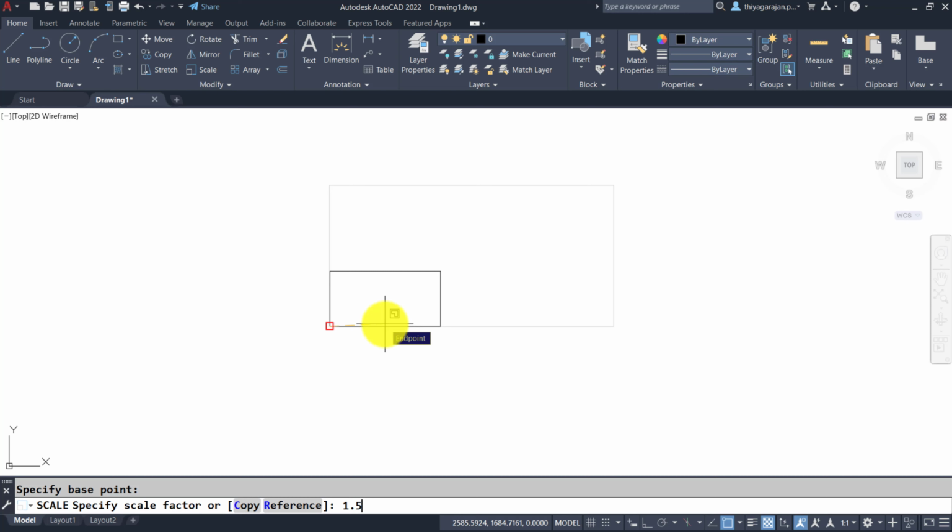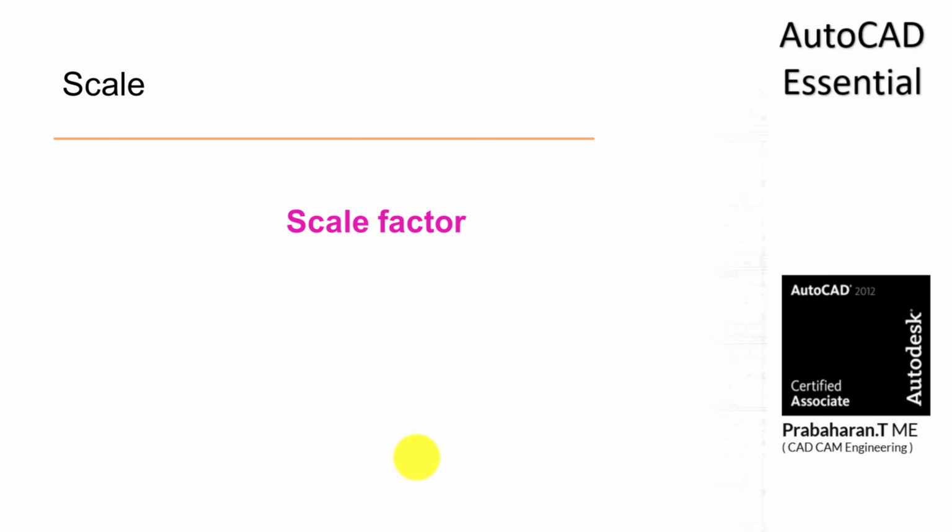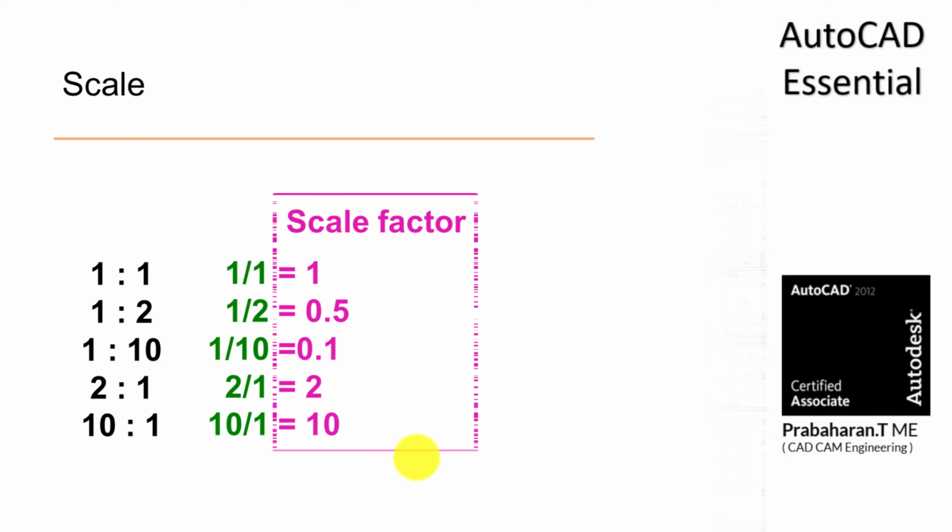So what I'm giving now is the value of scale factor. Scale factor means what? Let us see this now. Scale factor, in the sense, this 1 is to 1, 1 is to 2, 1 is to 10. These are the ratios. We will convert this into scale factor. This value is called the scale factor.